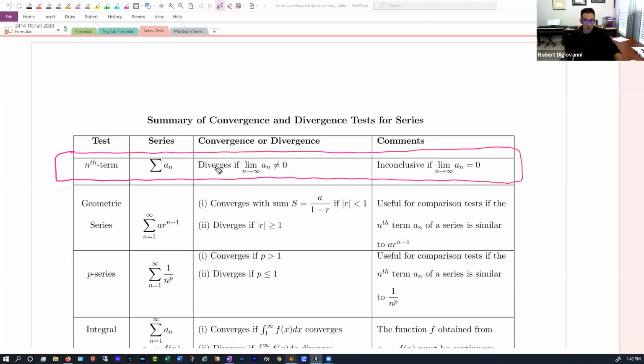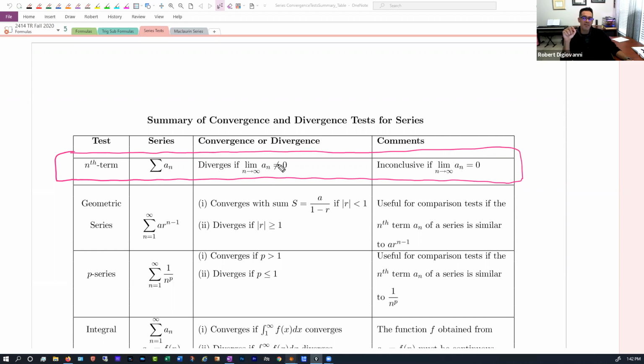Now, what if it goes to 0? So what if that thing actually went to 0? What if this limit gives us 0? What do you think happens? It converges to 0. Okay, that's what you would think, right? We have to be very careful. This is where logic comes into play.